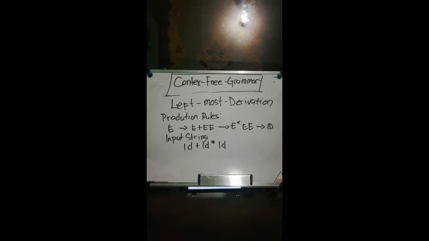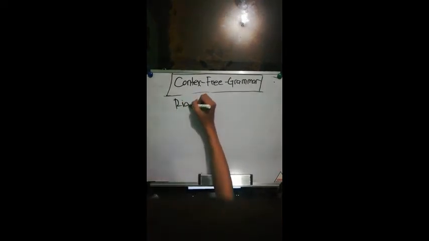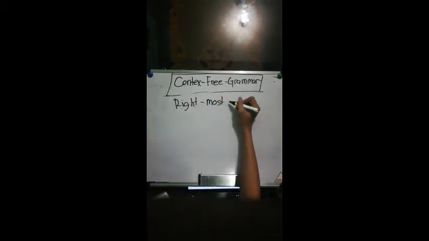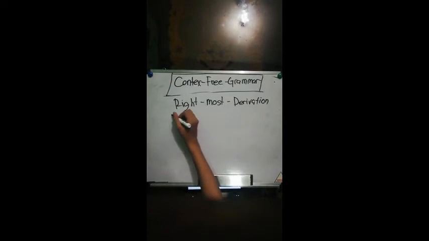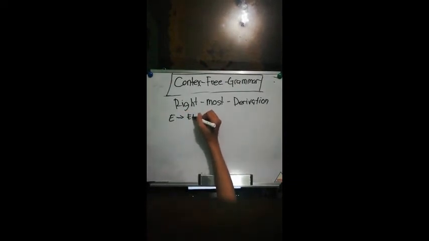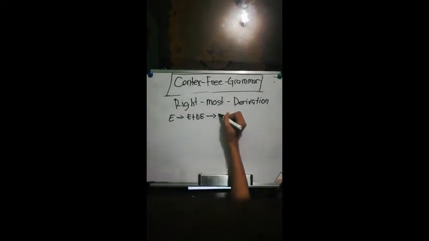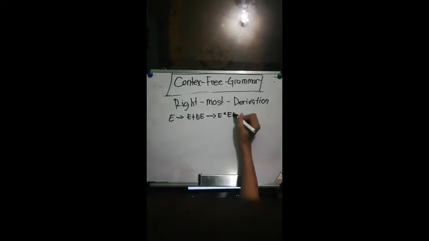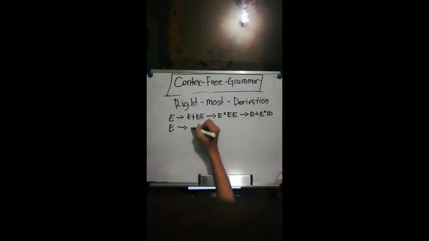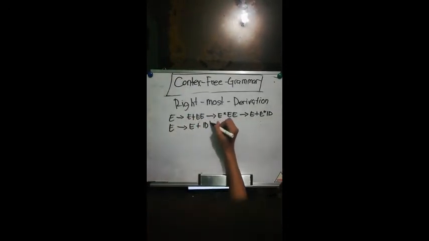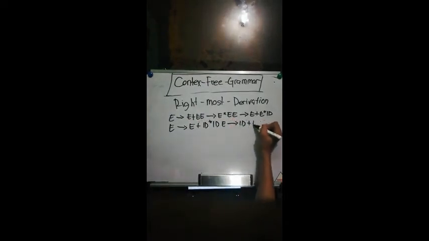But if we scan and replace the input with production rules from right to left, it is known as rightmost derivation. The essential form derived from the rightmost derivation is called the right essential form. The rightmost derivation is E to E plus E, E to E plus E times E, E to E plus E times ID, E to E plus ID times ID, E to ID plus ID times ID.